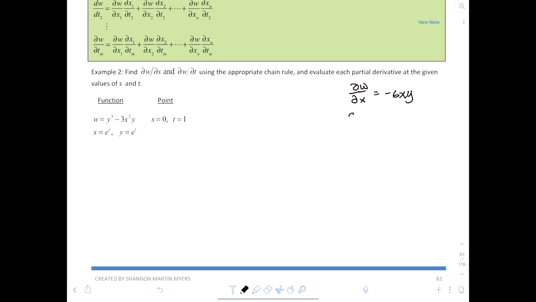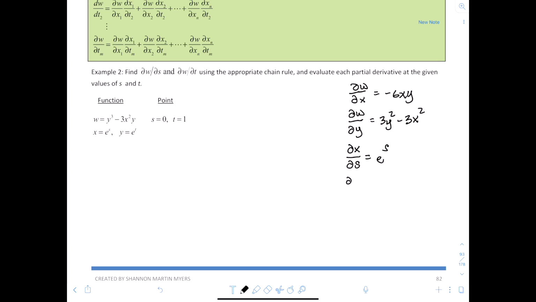And then let's continue with w and find the first partial with respect to y, because we're going to need that. And so now x would be treated as the constant. So we would get what? 3y squared minus 3x squared. Good so far? Awesome. Now the partial of x with respect to s will be beautiful, e to the s.